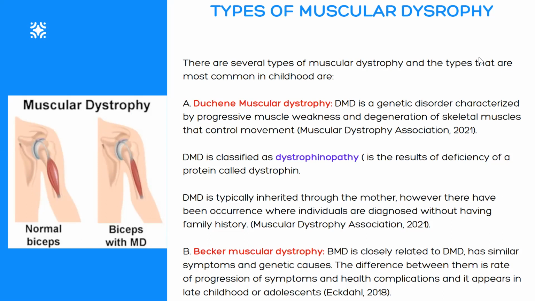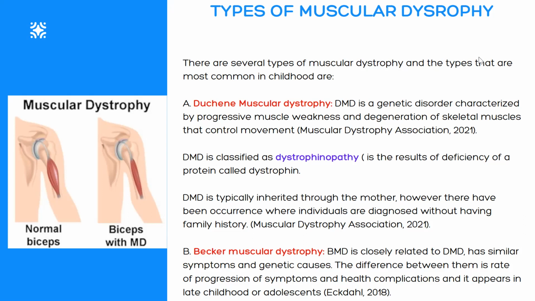DMD is typically inherited through the mother. However, there have been occurrences where individuals are diagnosed without having a family history. One thing to realize about MD, it is very common in males, but not saying that it's not common in females, it's just mostly very common in males. And one of the most known or popular ones that people are diagnosed with would be Duchenne muscular dystrophy.